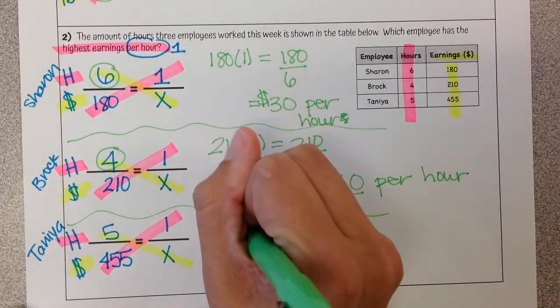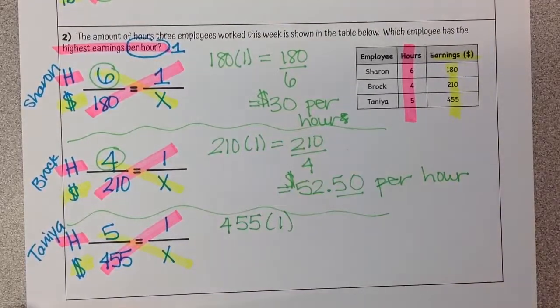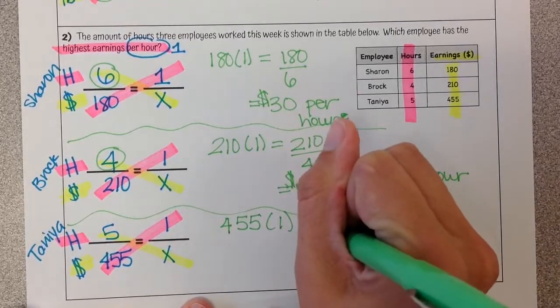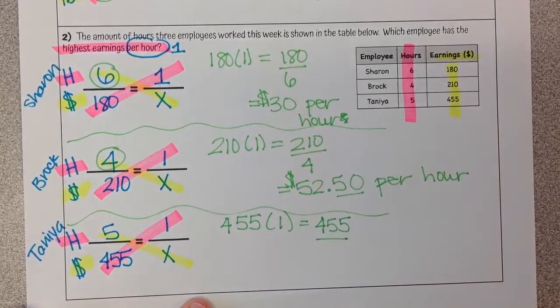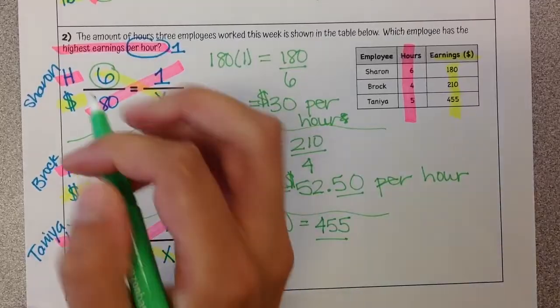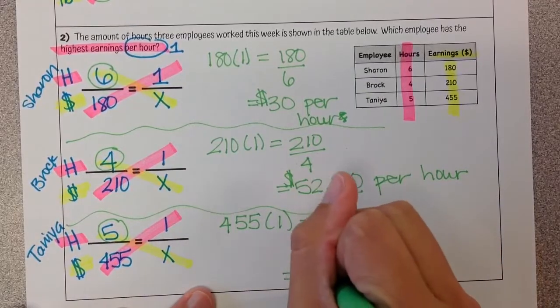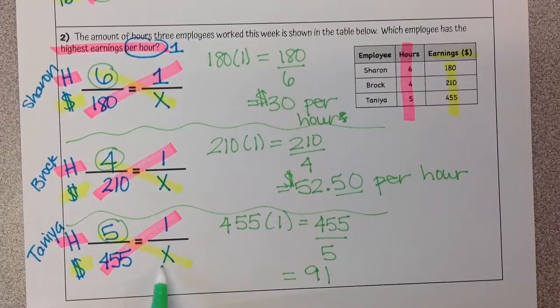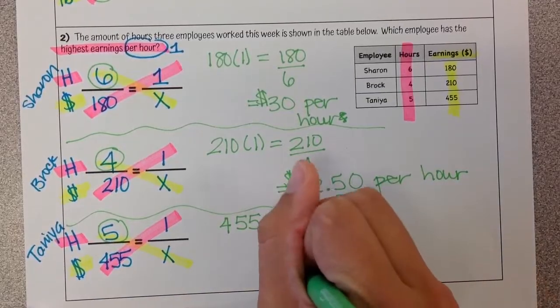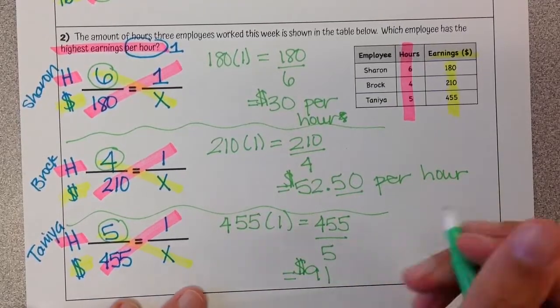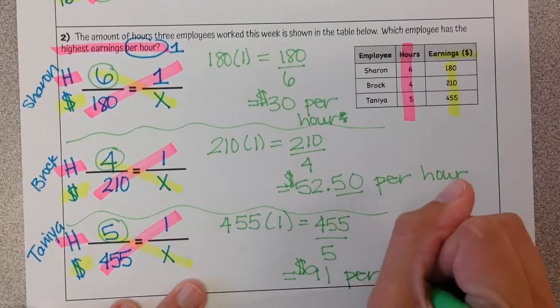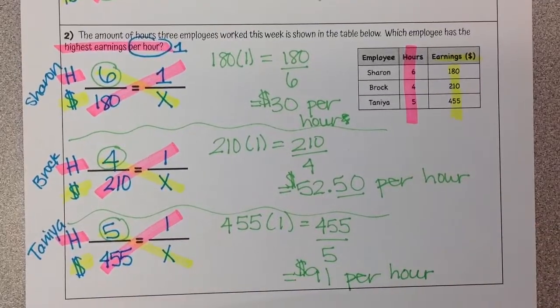So 455 times 1 equals 455. Divided by the number that's in the same diagonal as the variable, so divided by 5 equals 91. What were we solving for? We were solving for money. So $91 per hour. Wow, that was pretty nice. Tanaya's doing pretty well there.